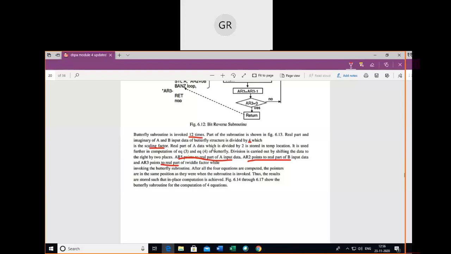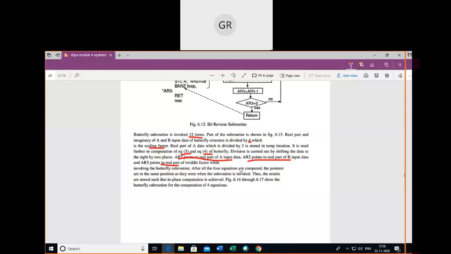The real part of A data which is divided by 2 is stored in a temporary location. It is used further in the computation of equation number 3 and equation number 4. Division is carried out by shifting the data to the right by 2 places. How can we carry out the division? Here we divide each input by 4. For that purpose, we can use the shift operation. If we shift right 2 times, it is equal to dividing by 4.